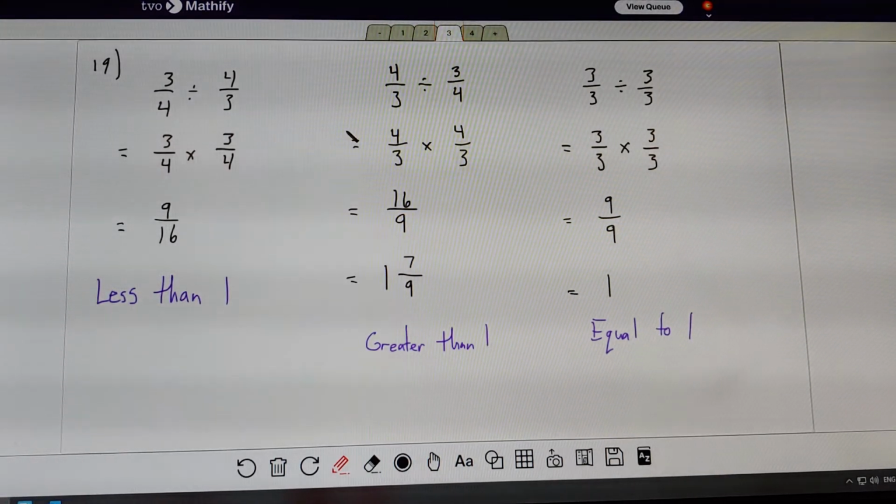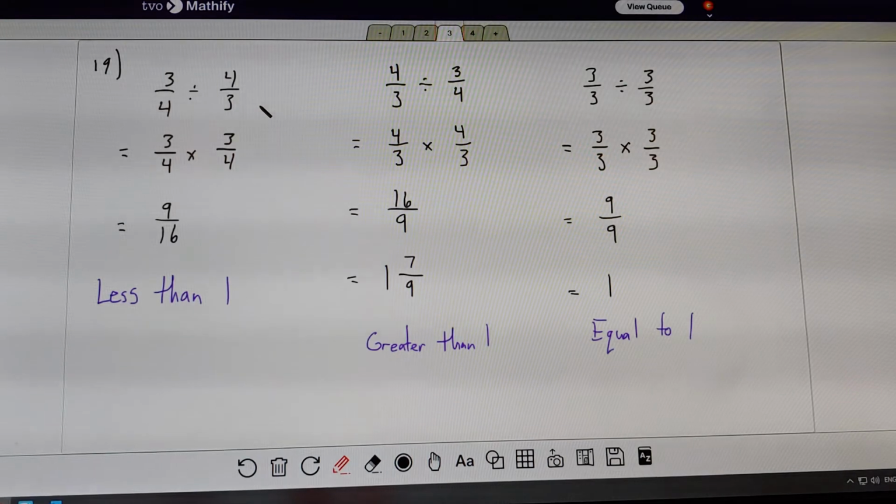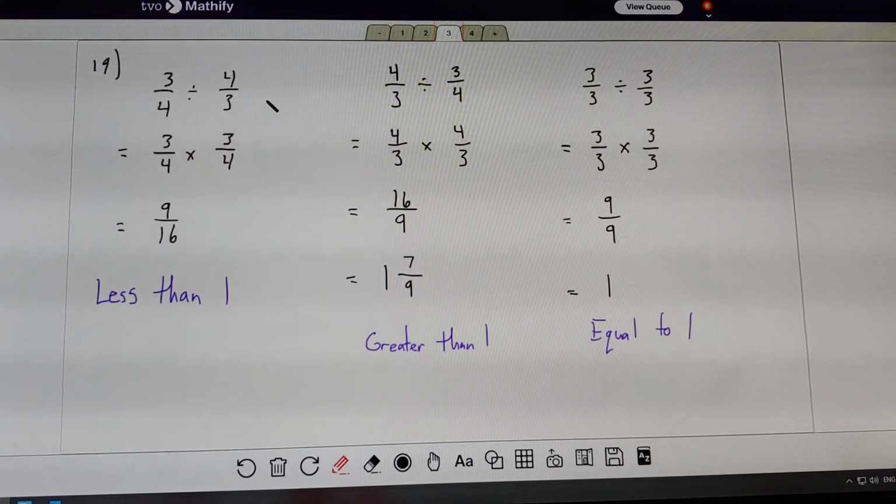Okay, number 19 said when you divide a fraction by its reciprocal, meaning the same fraction but flipped over, is the quotient less than 1, greater than 1, or equal to 1? Well, it can be both, or I mean all three.